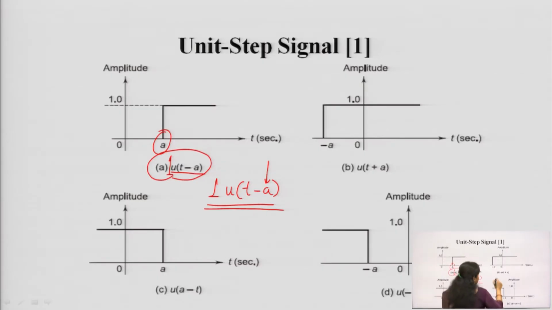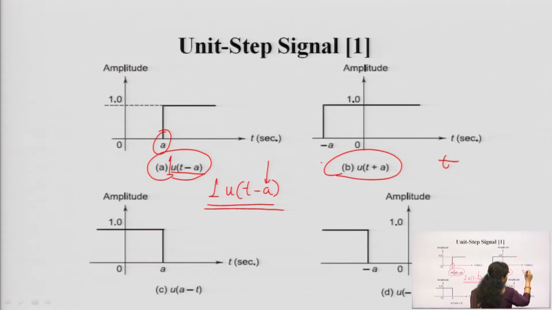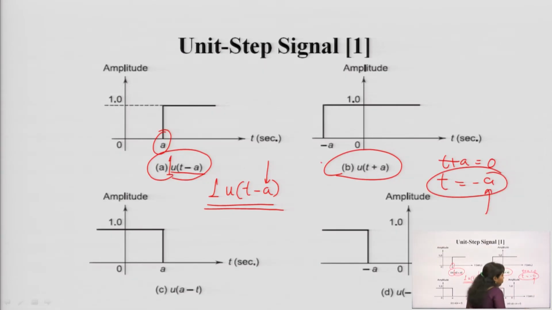Then there will be a signal denoted by u(t plus a), which is shifted to minus a, because if you put t plus a equals 0, then t will be equal to minus a, which means the signal will start from minus a. So, minus a will be on the left hand side of the origin. This will start at minus a and the amplitude will be 1.